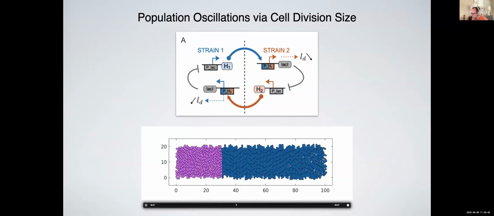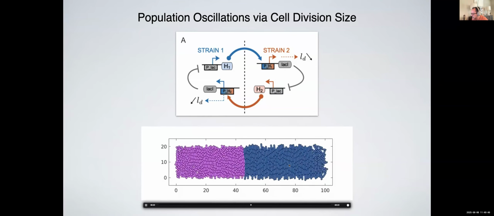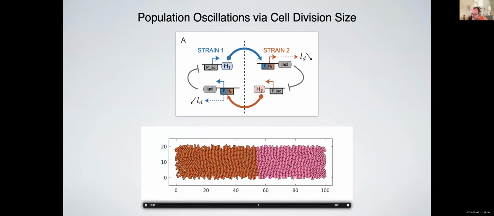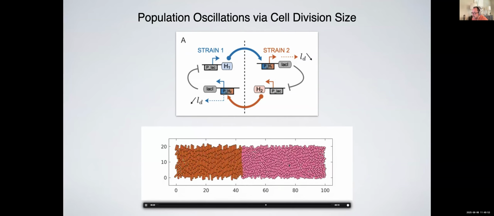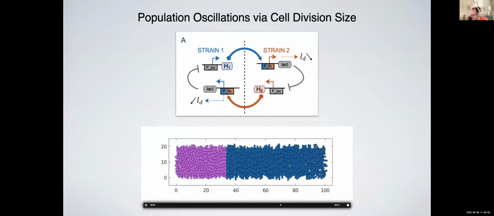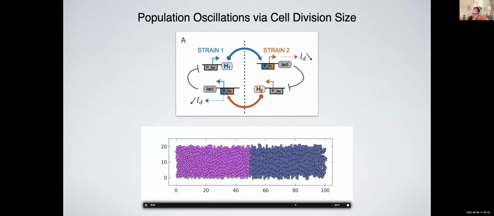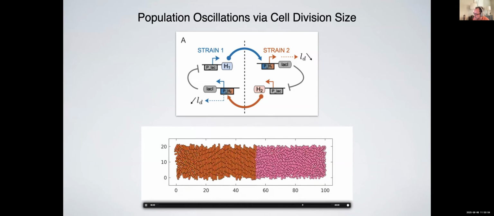Okay, so we're still trying to build this one in a microfluidic trap. We think that there is genetic machinery that will allow the cell length to change, but we haven't gotten it working very well yet, especially with two strains in this particular way. So this is more at the theoretical level right now.